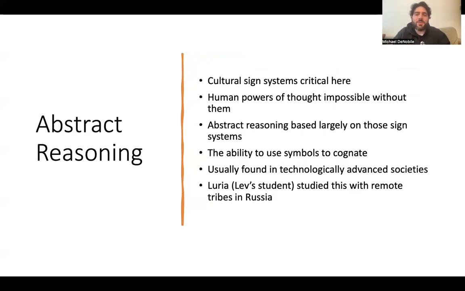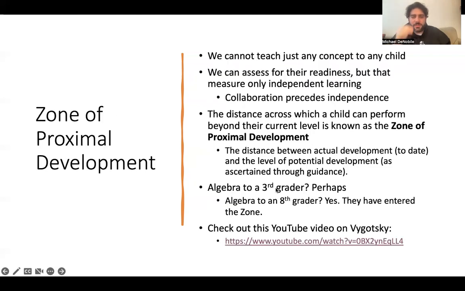Abstract reasoning. Cultural sign systems are critical here. Human powers of thought are impossible without them. Abstract reasoning based largely on those sign systems, the ability to use symbols to cognate, to think. They're usually found in technologically advanced societies. Vygotsky's student Luria studied this with remote tribes in Russia. This is all chronicled in the textbook. It's done really well. So I'm not going to spend too much time here.